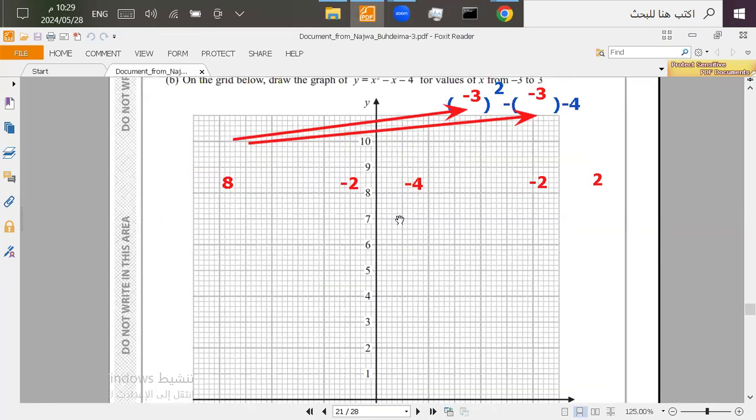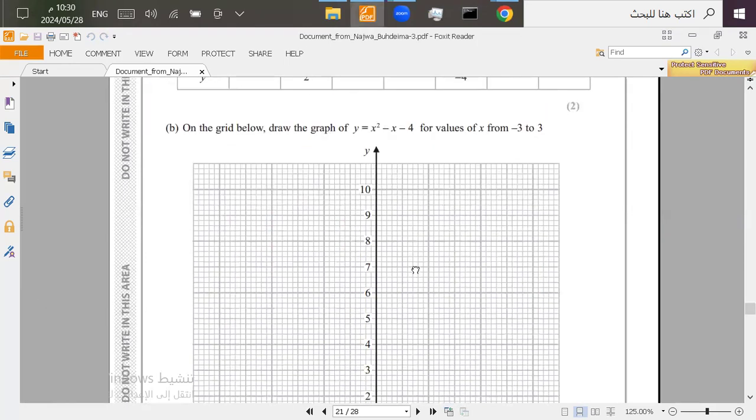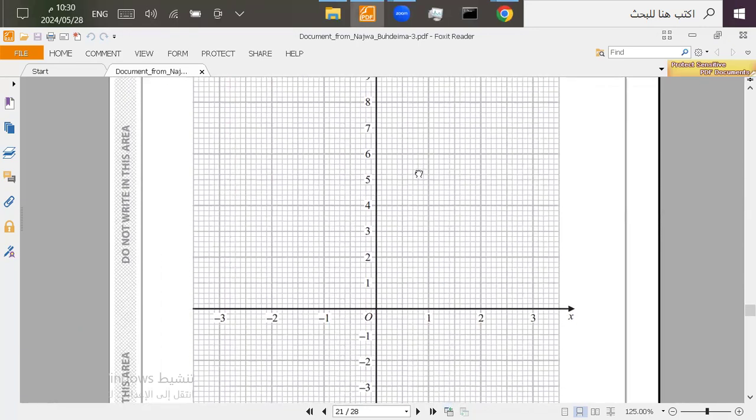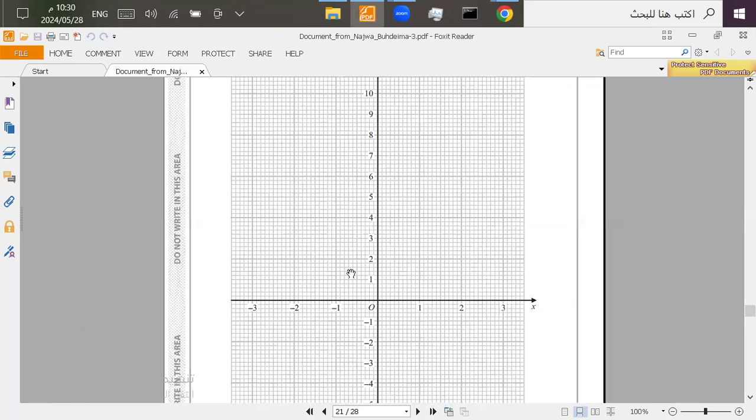Okay. First, let's write the numbers so we can use them. Anyways, I have the table here. You can use the table that you have after finishing because I don't have space to show you all the table, but I'll show you the grid here because we're going to use the 8 and the negative 4 and the y. So we need the whole grid.